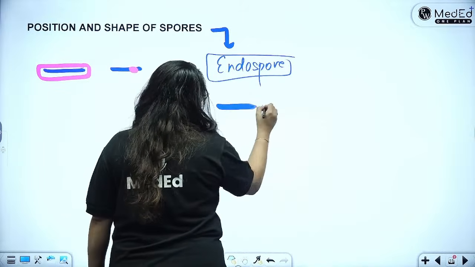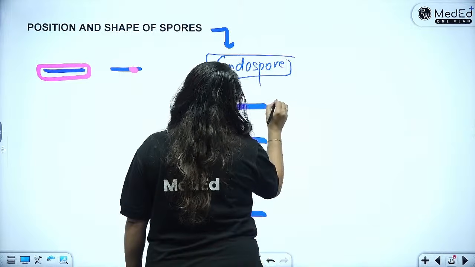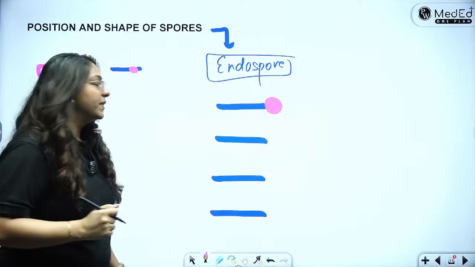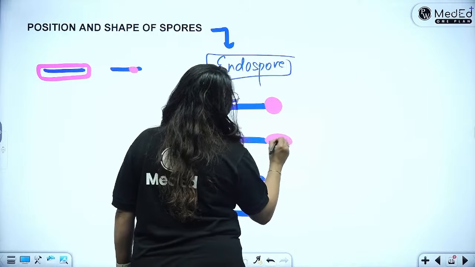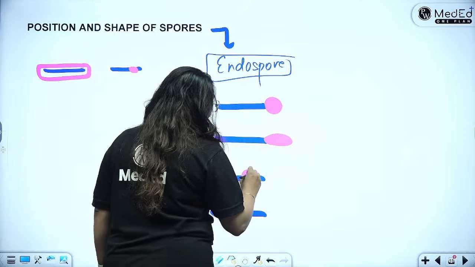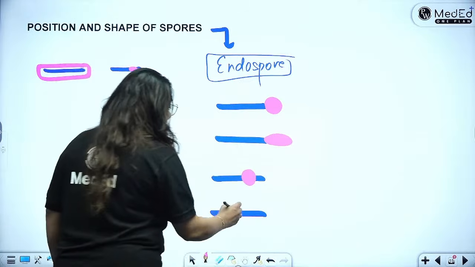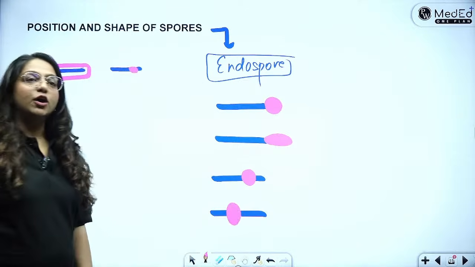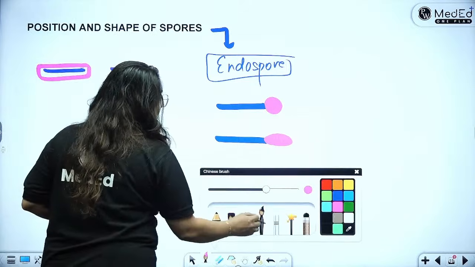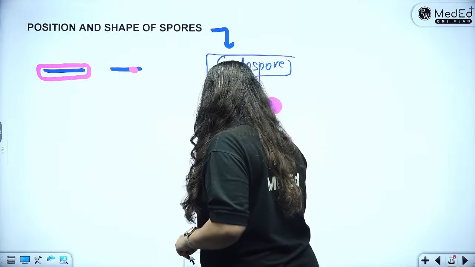So if this is a bacteria, the spore can be present at the terminal end and it can be round. So this is a round terminal spore. It can be present at the end, but it can be oval. So it is an oval terminal spore. It can be present somewhere between the end and the center. So this is subterminal. This is neither the center nor the end. Or it could be present very much in the center of the bacteria, which is the central spore. Another important thing is that this endospore, so these are the 4 possible positions.